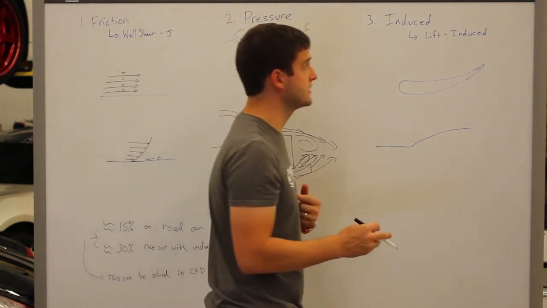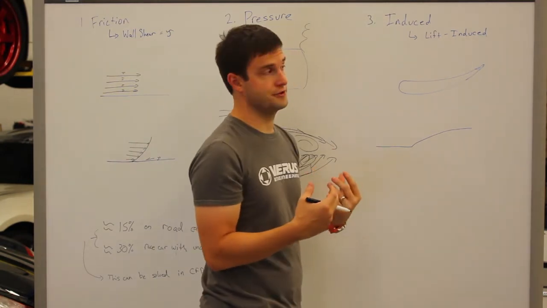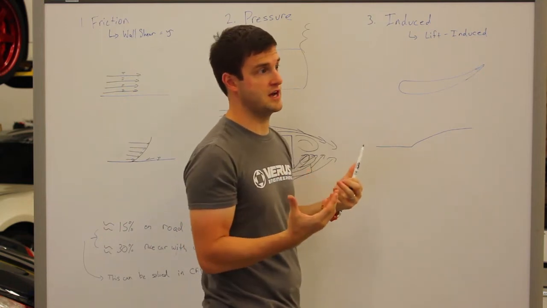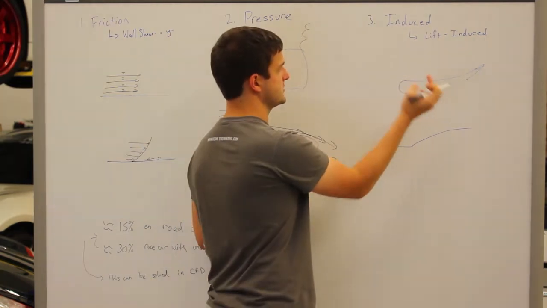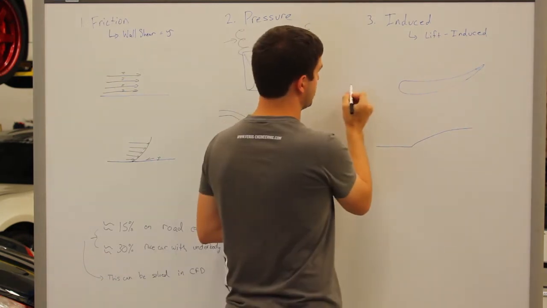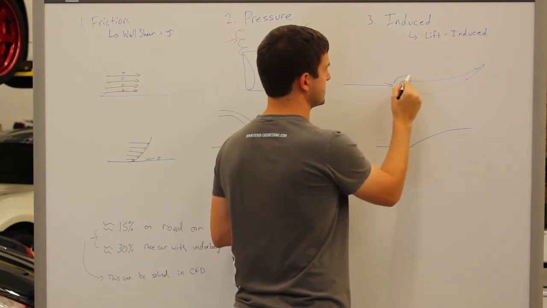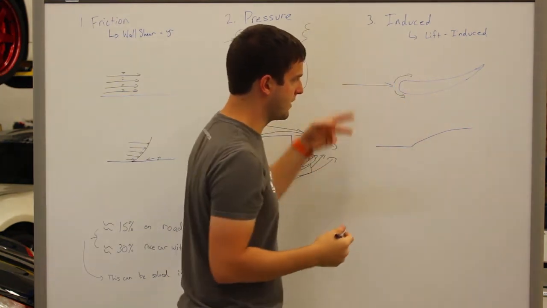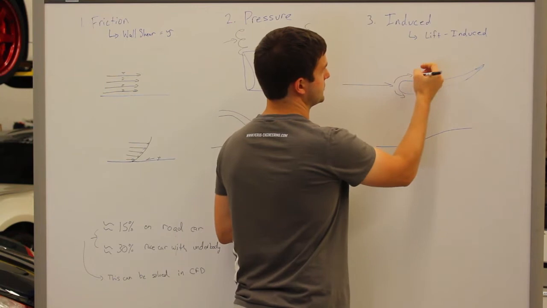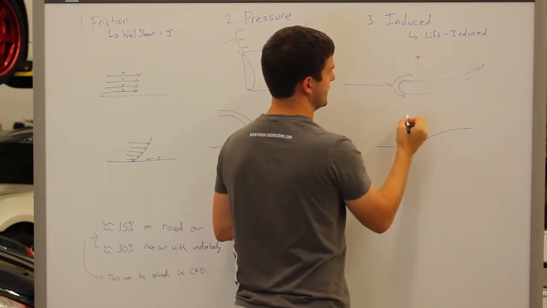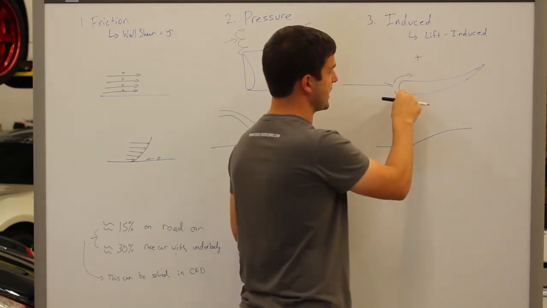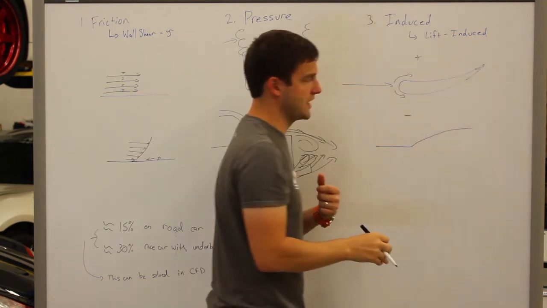And then the third one is induced drag. This is also called lift induced drag. This is drag that's caused inherently by making downforce or lift. So this is a dummy wing side profile. When airflow flows, it's obviously going to split between the top and the bottom. What actually creates downforce is pressure differential. You have high pressure on the top side, so you have a plus, and then you have a minus on the bottom side. That's what creates downforce.